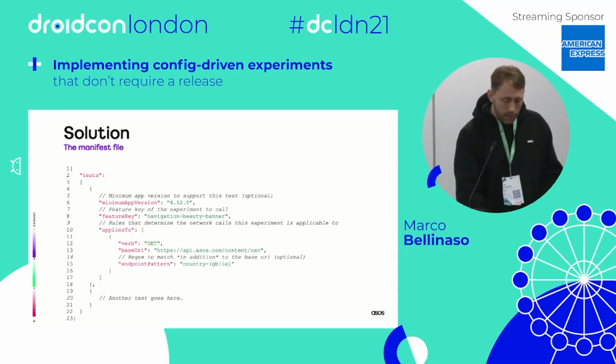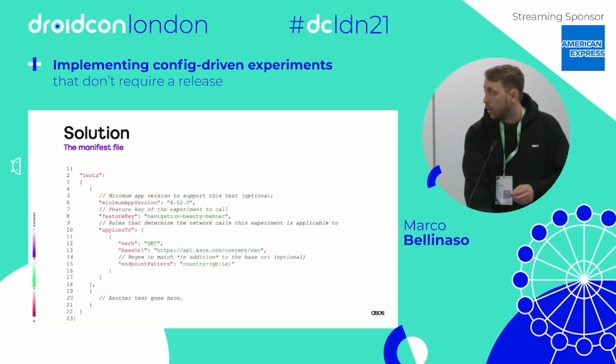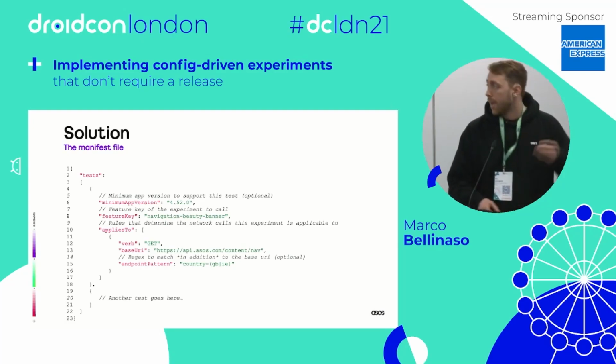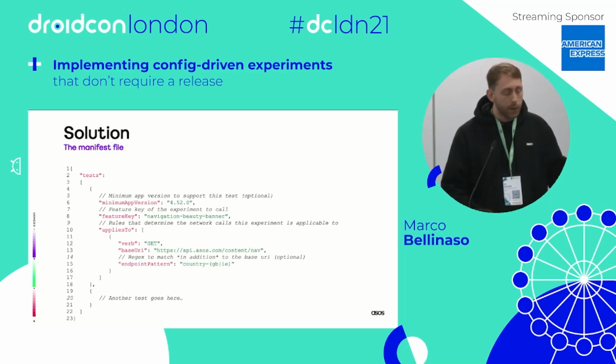So let's say we've called this API, and we've queried for our experiment, we've been bucketed, and we get our variant back.